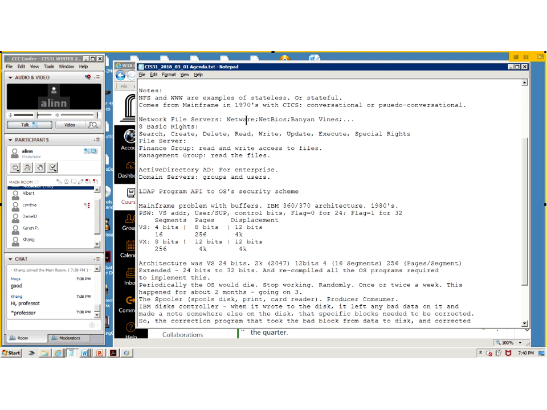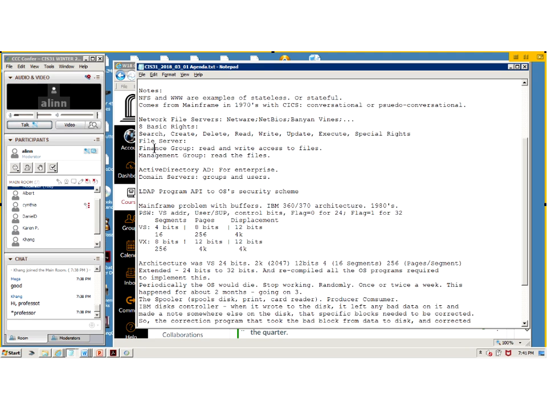It was really fun. You had 8 basic rights, and basically you have these same 8, but they've added a ton of others. But you have the right to create a file or directory, delete one, read, write, update, or execute. And there were some special rights for owner's rights kind of concept.